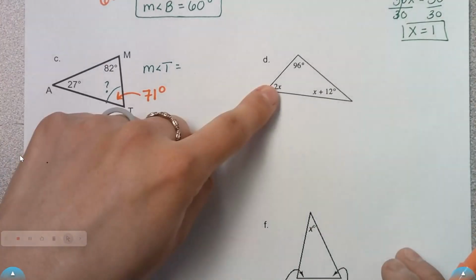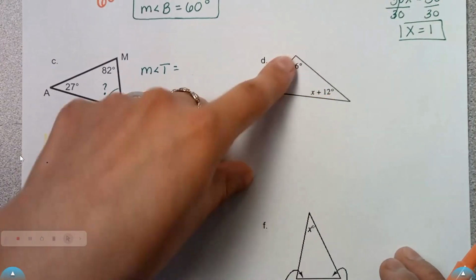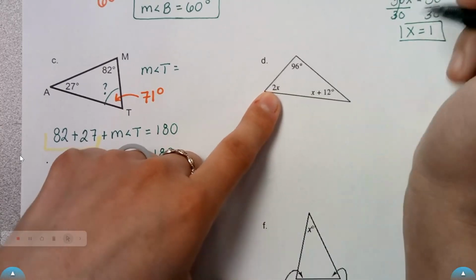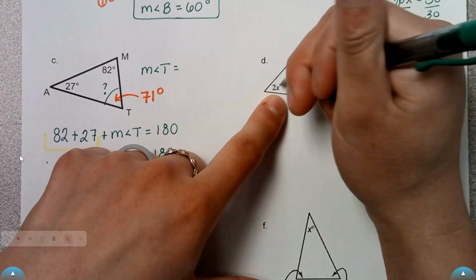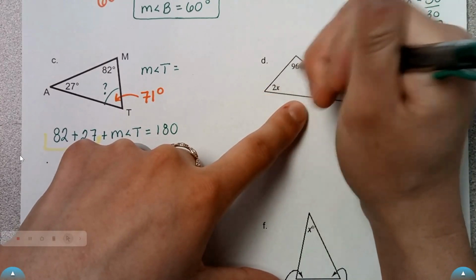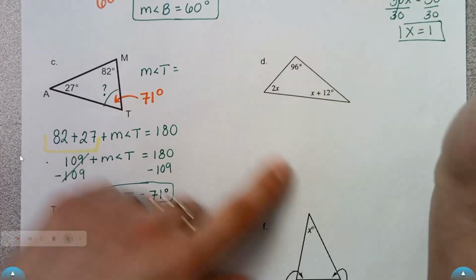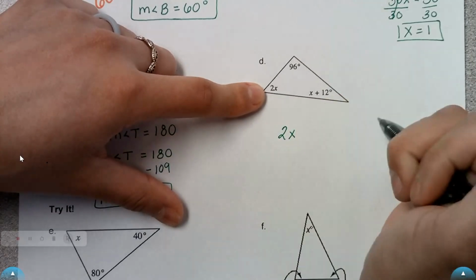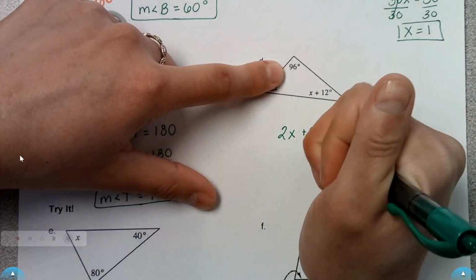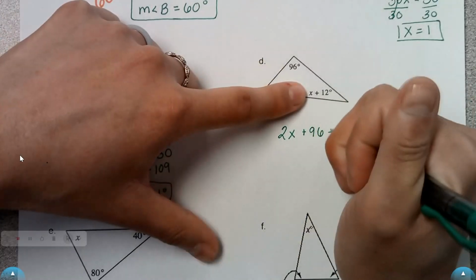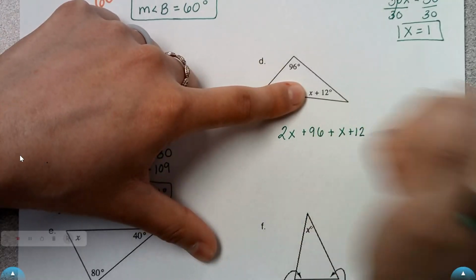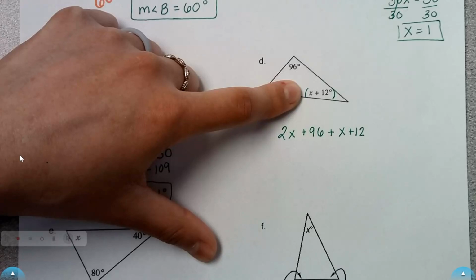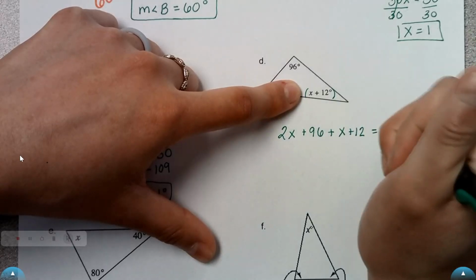So I have three angles, 1, 2, 3. All three have some type of number or variable that I can use to help me solve. So I know that if I add all of the angles together, all three things, it equals 180. So I have the 2x plus the 96 plus the x plus 12. The x plus 12 is one thing, so you want to keep it together. Equals 180 degrees.